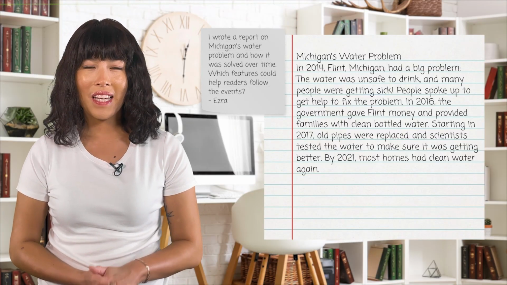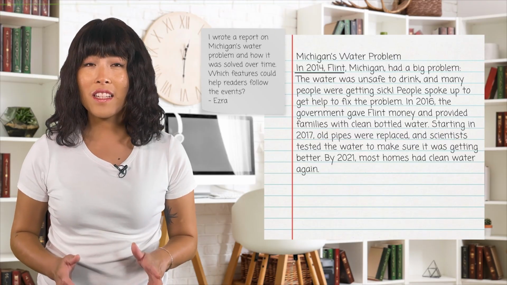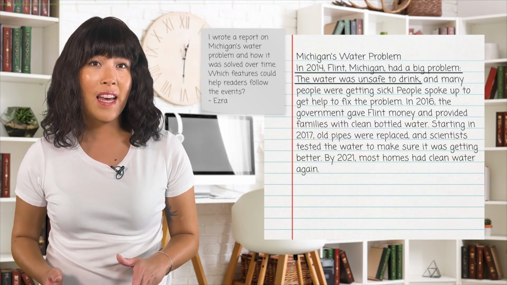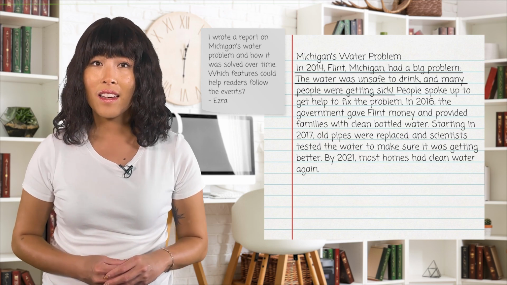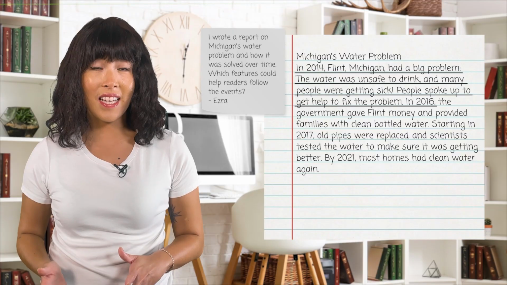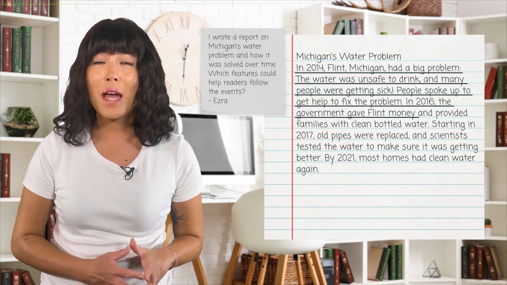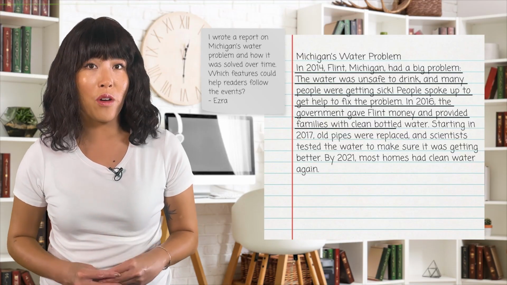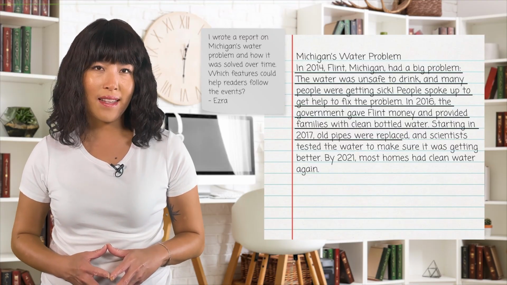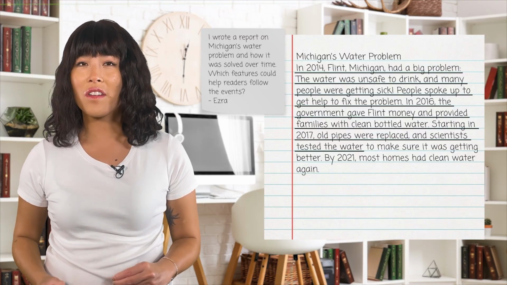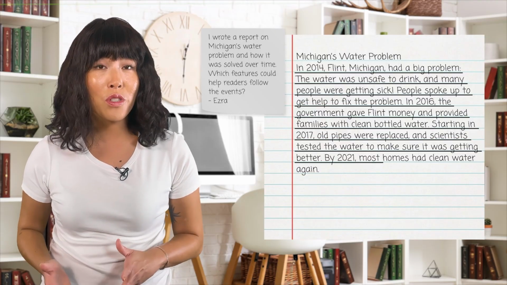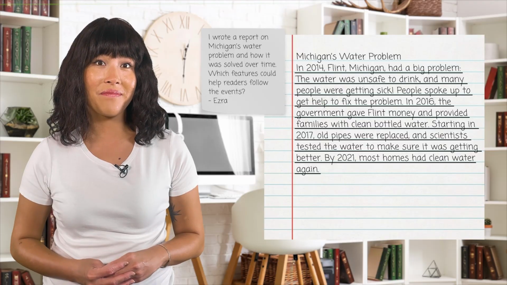Let's read. In 2014, Flint, Michigan had a big problem. The water was unsafe to drink, and many people were getting sick. People spoke up to get help to fix the problem. In 2016, the government gave Flint money and provided families with clean bottled water. Starting in 2017, old pipes were replaced, and scientists tested the water to make sure it was getting better. By 2021, most homes had clean water again.